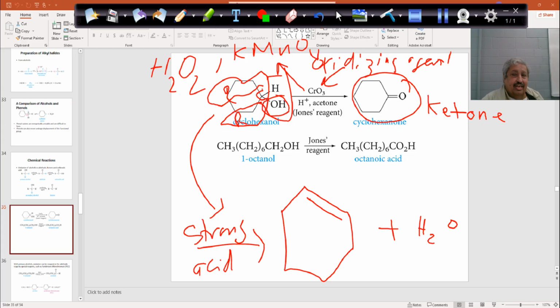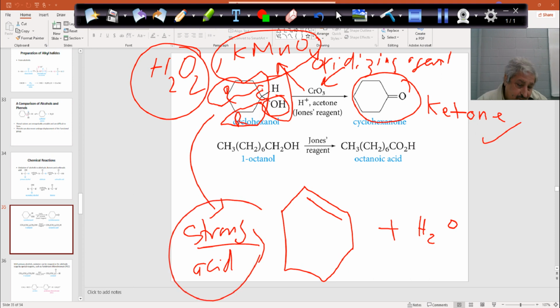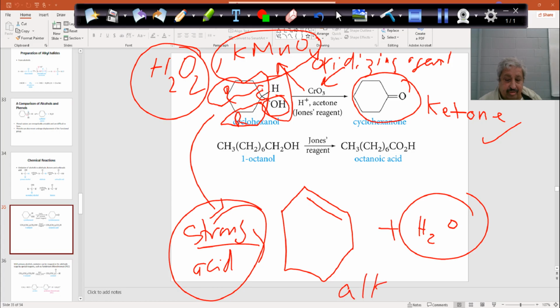See, the difference of condition gives you different products. If I use oxidizing agents such as hydrogen peroxide, permanganate, chromium trioxide, those are oxidizing agents. Those will give me ketone because cyclohexanol is a secondary alcohol. They have to give me ketone. However, if I have strong acid, then I pull out the H2O by itself and make a double bond, making alkenes out of it. Correct, guys? Just to remember the difference between those two.